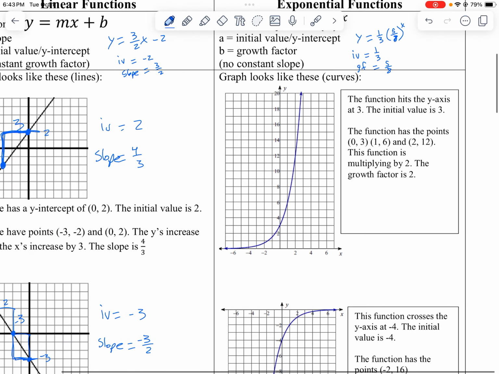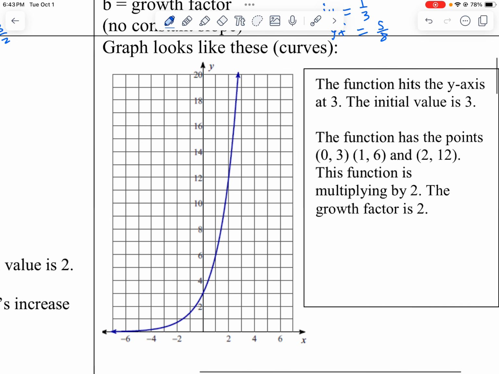When I'm looking at exponential graphs, I need to find this information: what's the initial value and what's the growth factor.